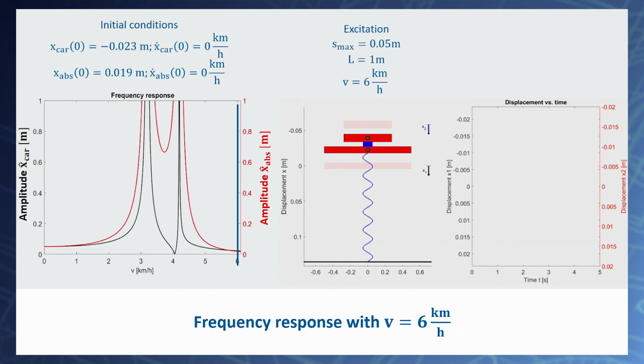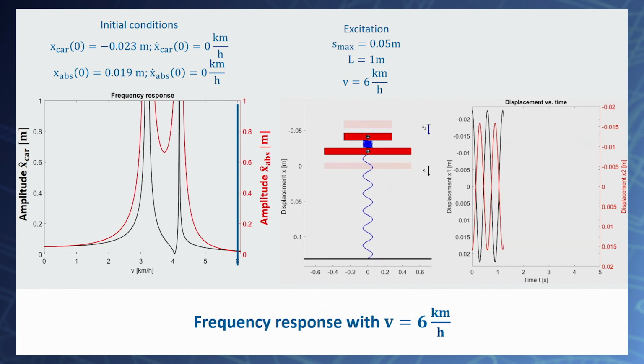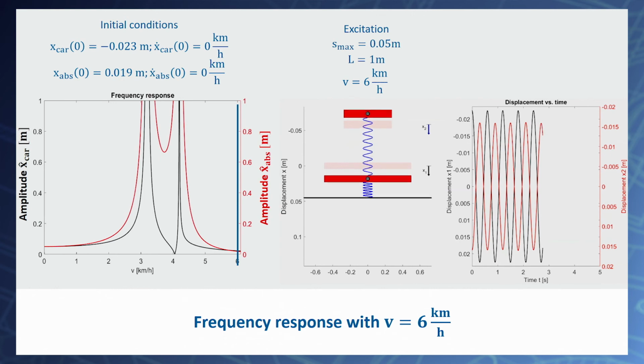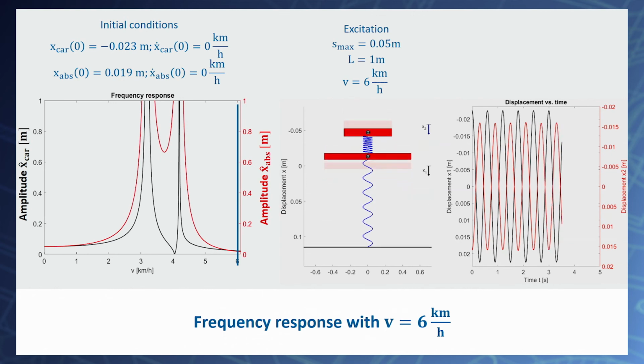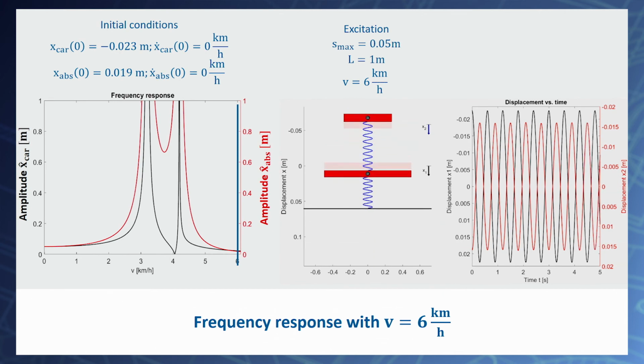If we go again towards a situation where we are supercritical, so here higher velocity, then we can see that there is still vibration for both the car body and the absorber. Now they are vibrating against each other, so it's not in phase but out of phase, and we can also see that since we are supercritical, the bodies are moving with smaller amplitudes than the excitation.